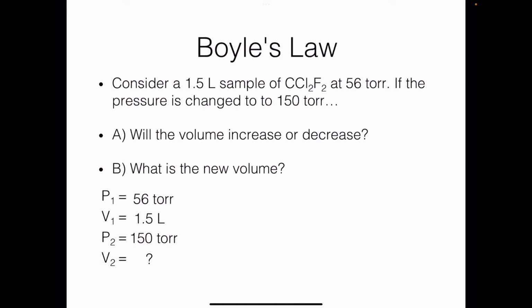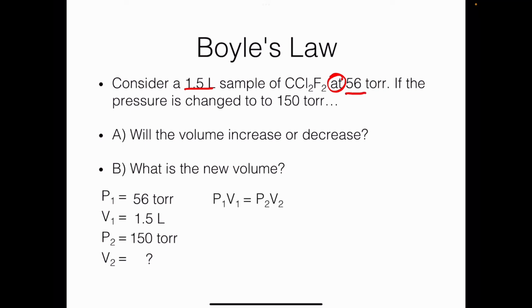Now, could we say that P1 and V1 are 150 and unknown? Yes, it doesn't matter which side of this equation you put these numbers on. What is important is that you pair them together. And this keyword "at" here tells you that 1.5 and 56 need to be paired together.